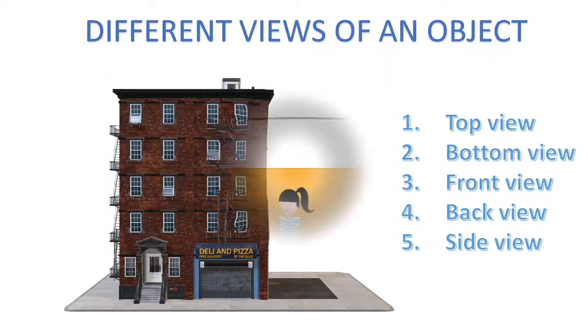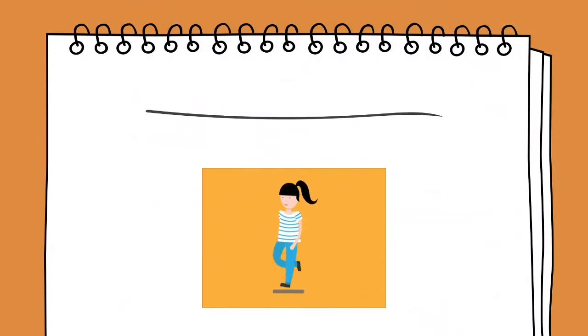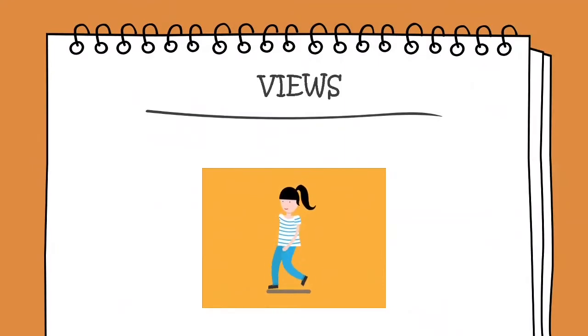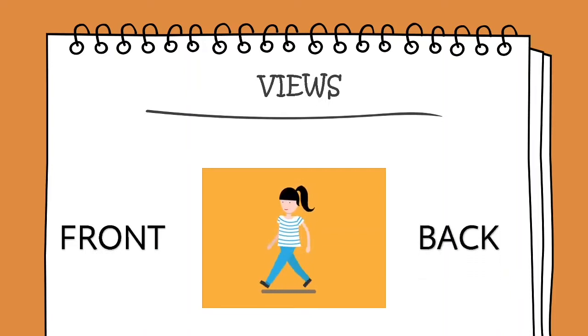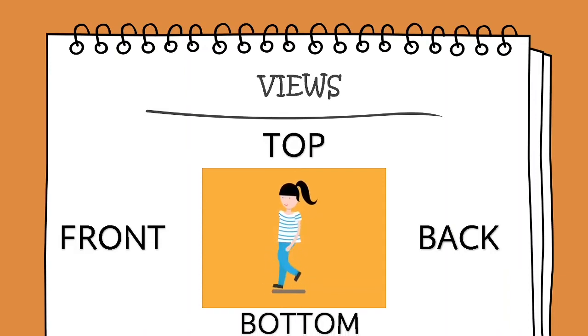Now there are some questions for you, but before that let's see through another picture. Now tell me, in which direction is the girl walking? It says front view. Opposite to front is the back view. Opposite of top view is bottom view.